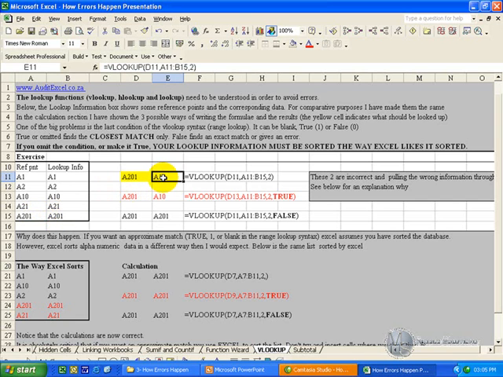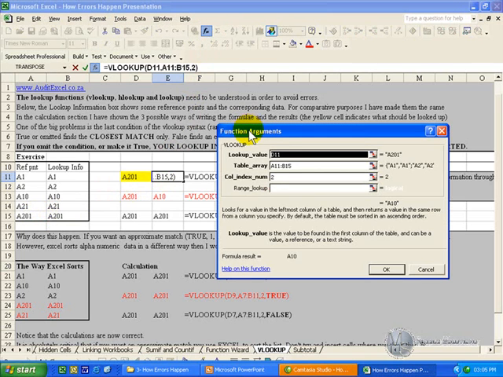Here's the VLOOKUP function, and let's just have a quick look into it by pushing the function wizard. What you're saying is it's asking for the lookup value. So you're saying look up the number A21. Where must it look it up? In this table here. And what must it pull through when it finds it? And that's the second column.